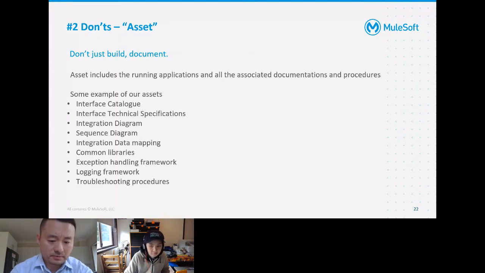We had a big number of integration team members, and people come and go at different stages of the project. Our expectation is that when a new resource is onboarded, he or she will go through our documentation, and with very minimal guidance and handover, will be able to work on the next task. So don't just build, document.